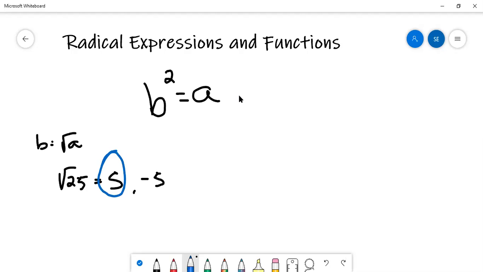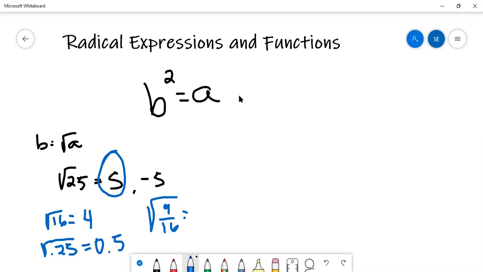So we can do a couple of examples. If we said the square root of 16, what times itself gives us 16? So that's 4. We can take the square root of 0.25. What times itself gives us 0.25? That's 0.5. 0.5 times 0.5 is 25, and then we move the decimal 2 places to get there. We can also take the square root of a rational function. So we have the square root of 9 over 16. Well, we can take the square root of 9. What times itself gives us 9? That's 3. And what times itself gives us 16?